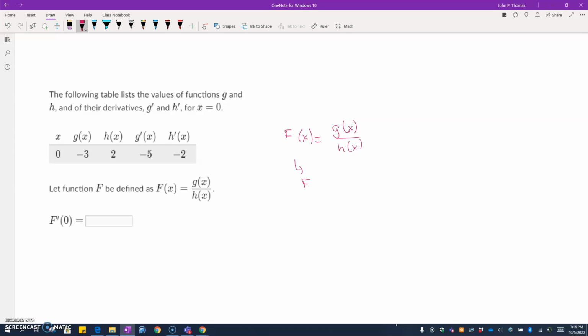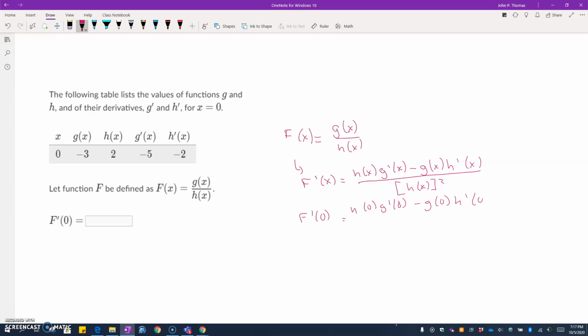So we're going to apply the quotient rule first to get f prime of x, and that's going to be low, so h of x, d high, g prime of x, minus high, g of x, d low, which is h prime of x, all over the quantity h of x squared. Alright, so we specifically wanted this at the value 0, so we're going to plug a 0 in for each of those x's we see. Alright, which will take us to here.